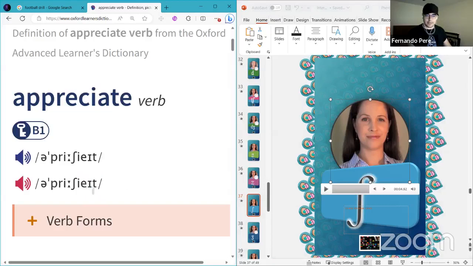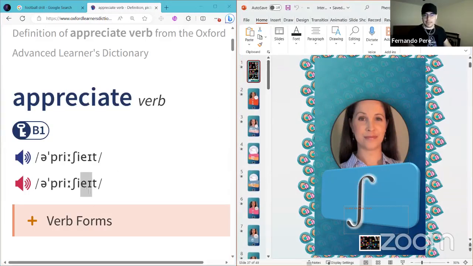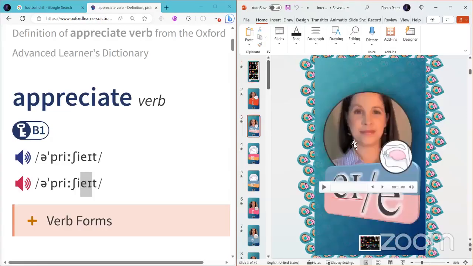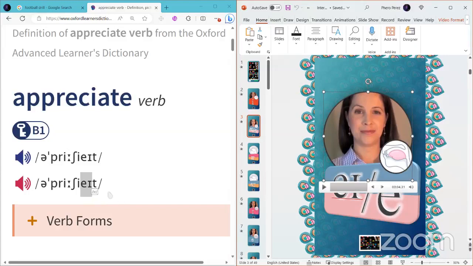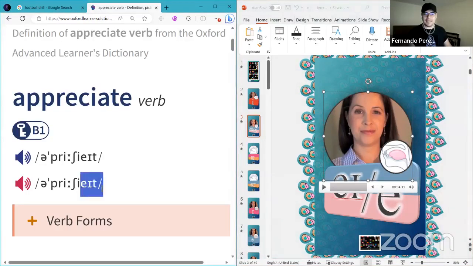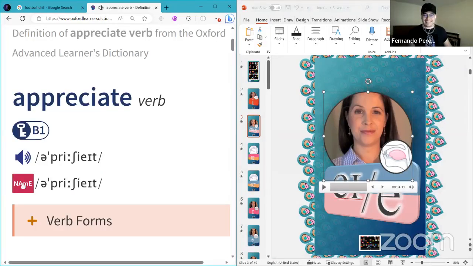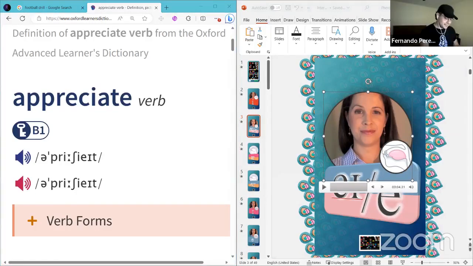And how do you pronounce this? This sound over here. Appreciate. Again. Only the sound that I am showing you. E. Okay. Listen. A. Exactly. So how do you pronounce the final syllable? Eight. Complete. Appreciate. Excellent. Exactly. So then let's practice this.